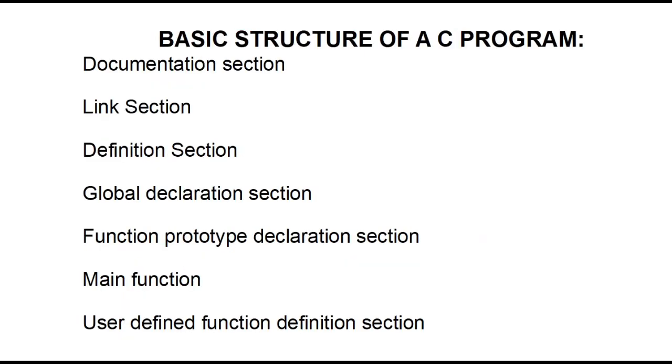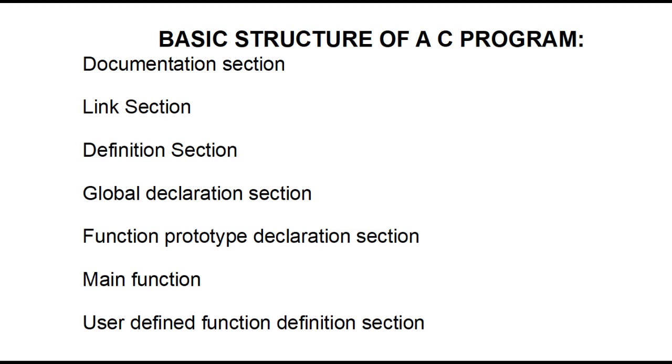Here is the basic structure of a C program. First one, documentation section. The documentation section is the part of the program where the programmer gives the details associated with the program. Here, usually the name of the program, details of the author, or other details like time of coding and descriptions are given. It gives anyone reading the code an overview of the code.